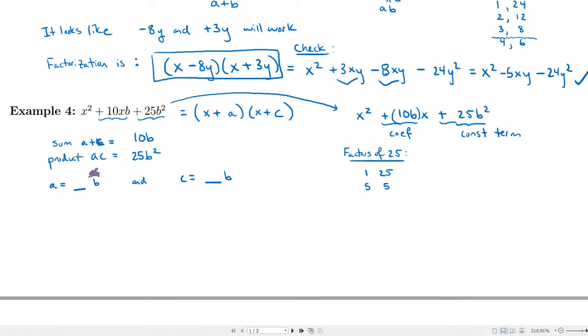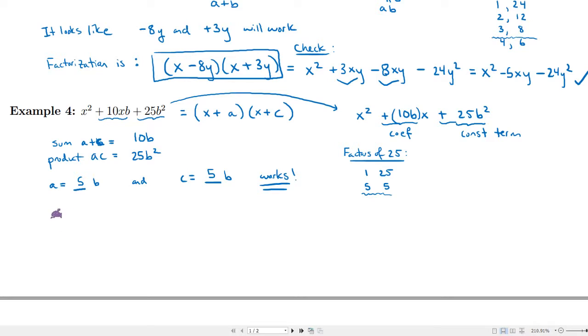So what are we filling in with these blanks? Well, that's determined essentially by this sum up here. We know that the sum is going to be 10b. So we have something b plus something b is going to be 10b. Everything's positive. So what does it look like over here? Is it going to be 1 and 25? Well, no, because that sum is 26. But 5 plus 5 is definitely 10. So 5 and 5 are going to work for us. So this works, right? 5b plus 5b is 10b. 5b times 5b is 25b squared.